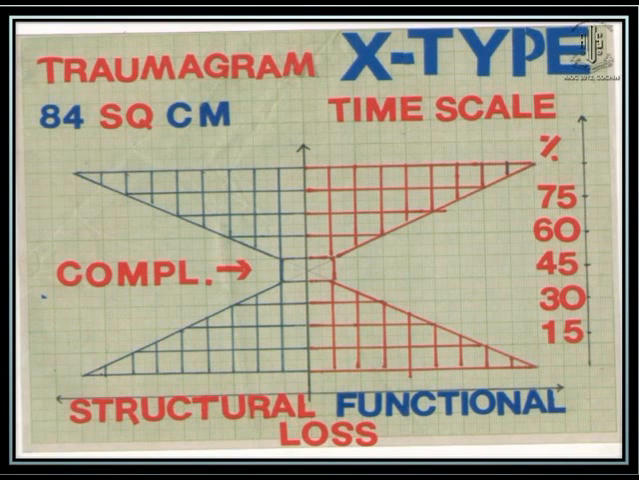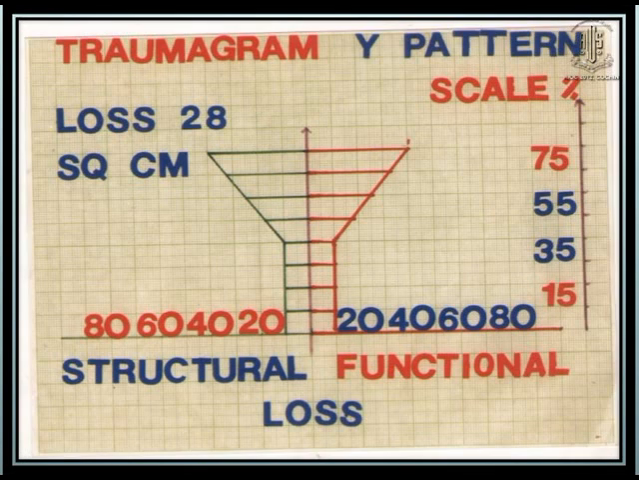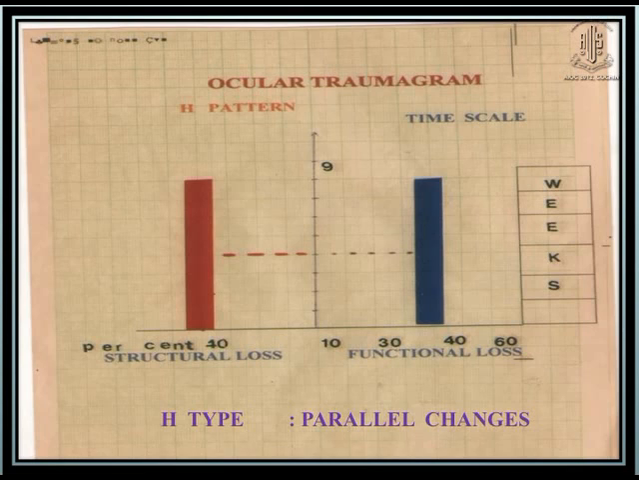Then there's an X type. Initially there's improvement, there was some complication in between, and again the damage has started. So that could be an X type of traumagram. This is a Y type of traumagram. The loss may initially be much less, but as time goes, it goes on increasing. Here the loss is 28 square centimeters or 28 units of ocular trauma. Then this is an H pattern of traumagram, where both the structural and functional loss run parallel with time. So this would be H pattern.